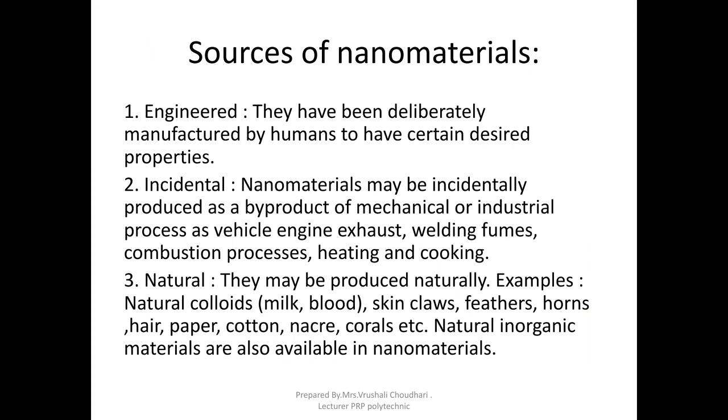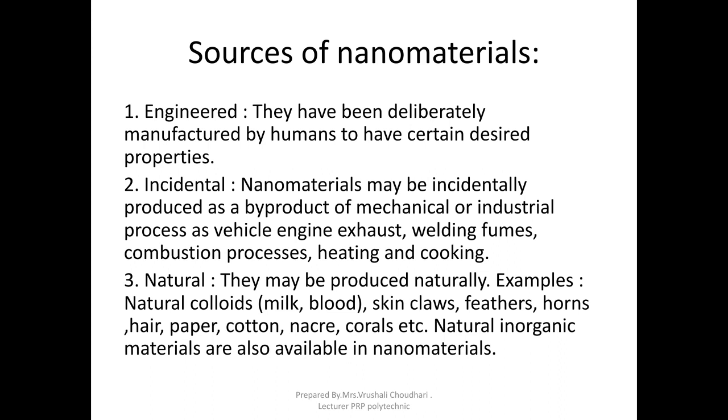How do we obtain nanomaterial? What are the sources of nanomaterial? Yes, it is engineered. It can be manufactured by humans to have certain desired properties. It can also be incidental: nanomaterial can be incidentally produced as a byproduct of mechanical and industrial processes such as vehicle engine exhaust, welding fumes, combustion processes, heating and cooking.